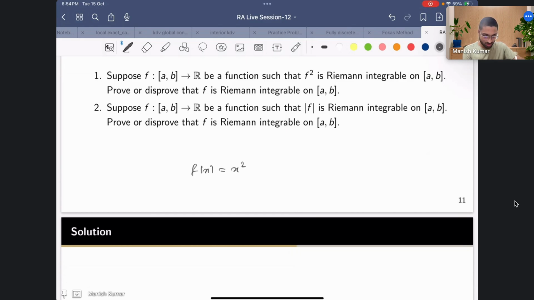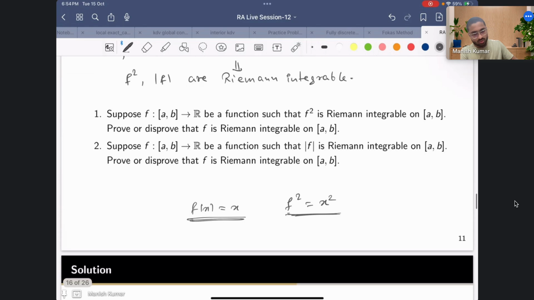Okay, so f square would be x to the power 4, right? This is Riemann integrable. Take f to be x. Then f square would be x square. So this is Riemann integrable, this is also Riemann integrable, right?